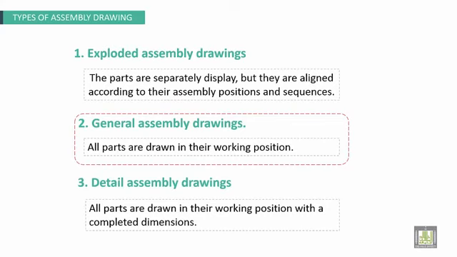Three types of assembly drawing we will explain now. First one is called exploded assembly drawing. The parts are separately displayed, but they are aligned according to their assembly positions and sequences. Second, general assembly drawings. All parts in this drawing are drawn in their working position. Third type, detail assembly drawing. All parts are drawn in their working position with the completed dimensions.